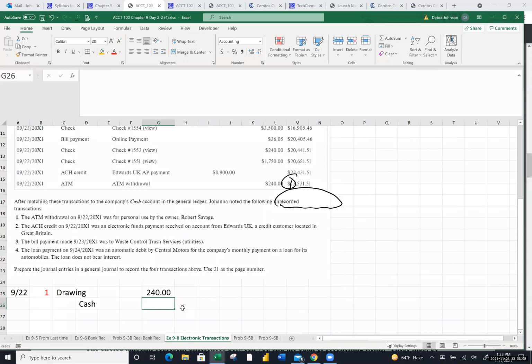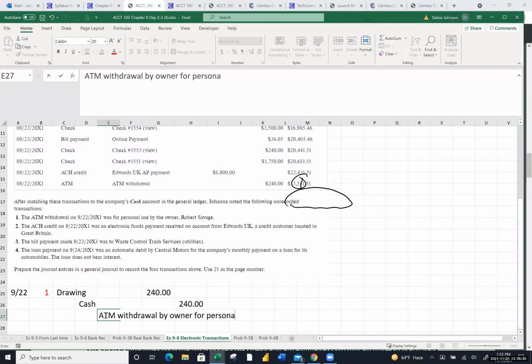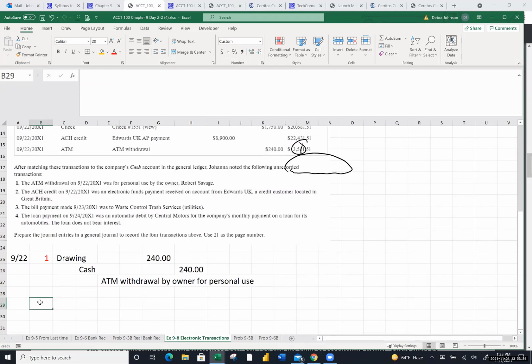Yes, I put a line through it so I couldn't see it. 240. This is something that drives me crazy, but it happens all the time in my own company. ATM withdrawal by owner for personal use. Okay, that is exactly why we have the drawing account. So she's going through a cleanup process prior to bank reconciliation time, maybe before the accountants come in, and she's trying to get her cash account up to date.